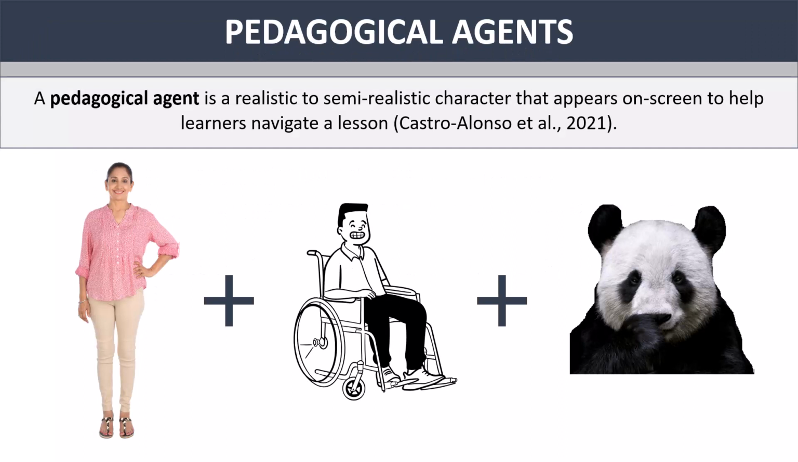A pedagogical agent is a realistic to semi-realistic character that appears on screen in multimedia educational environments to help learners navigate a lesson or learn information presented in the lesson, often by providing narration. Agents can be realistic images of people, like the image on the left of your screen, or cartoon or drawn representations of people, like the image in the middle of your screen. Or they can even be images or drawings of animals, insects, or any other anthropomorphized object, like a talking car or a can opener or something like that that's related to the lesson.